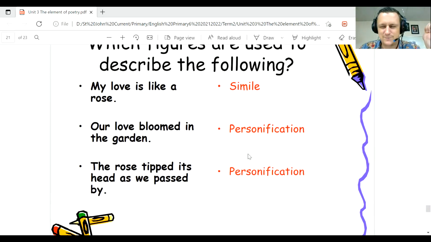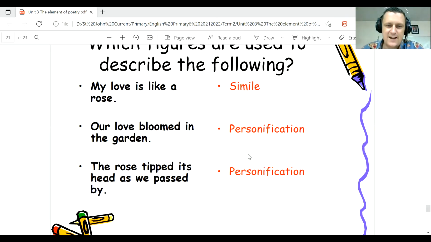Which similes? I guess I need more coffee. Which figures are used to describe the following? My love is like a rose. Not my love is a rose. If it's my love is a rose, it's a metaphor. Our love bloomed in the garden. Love doesn't bloom because plants bloom. It's like love is a human thing, so it's personification.